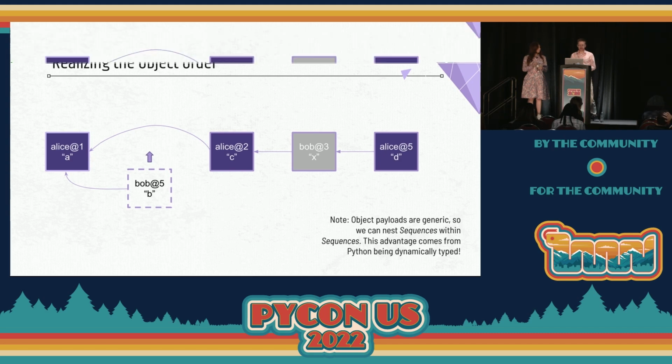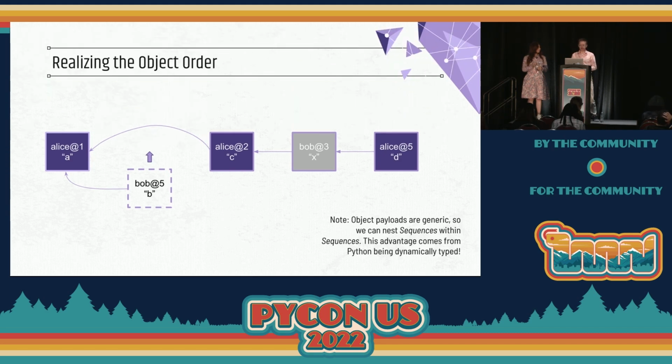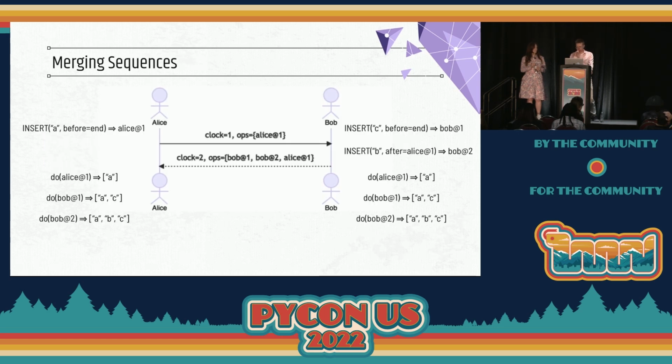We also have to take care of deleted objects, and this is not like your Python list where you're just removing the object and forgetting about it. You have to make sure that that object still exists in the list, because future operations might reference that object, such as this Alice at 5 one. So what we do there is we use a tombstone flag similar to the two-phase set.